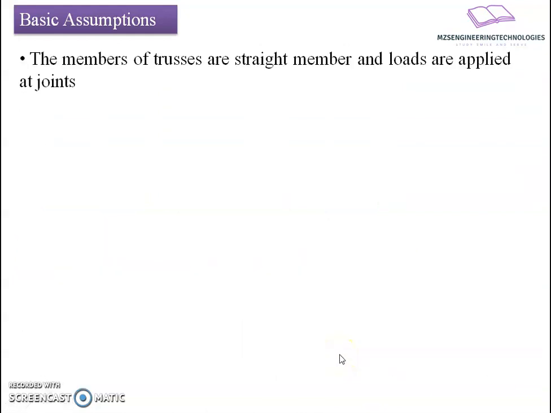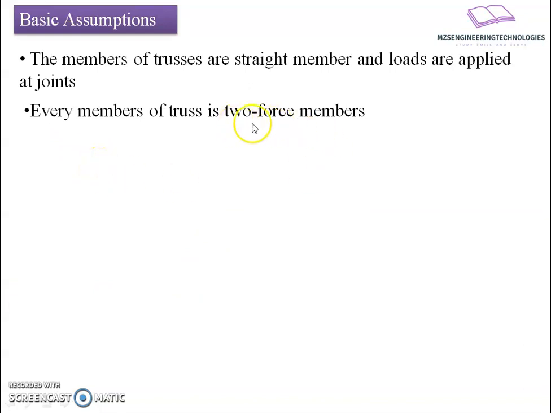Next to that, the members of the trusses are straight members and loads are applied at the joints. Here members are stressed between the two points, and the load carrying capacity depends upon its slenderness. If it has an initial crookedness or slenderness, it will definitely impact its load carrying capacity. Thereby we have to ensure that members are straight and the loads are applied at the joints only. Every member of the truss is a two force member. This is a very important one.